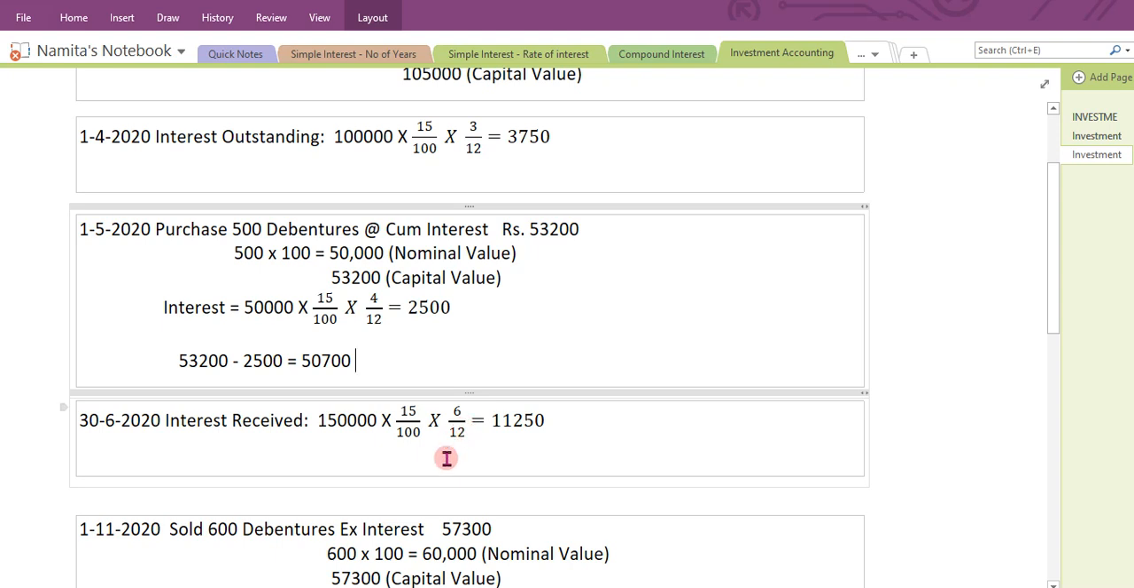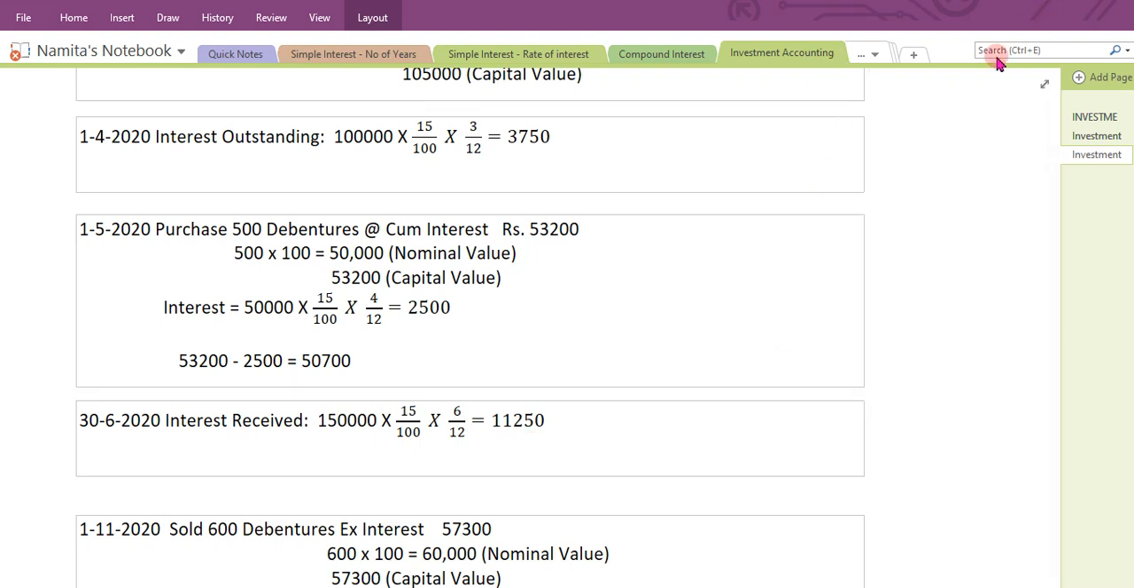Now why 6 months? Because from 31st December till 30 June, how many months are there? 31st is the end of the month of December. So January, February, March, April, May and entire June, because at the end of the June month we are receiving the interest. So that's why 6 months. So how much interest will be there? 11,250. So this 11,250 is the interest received, that means income.